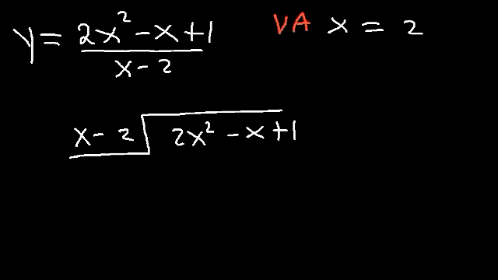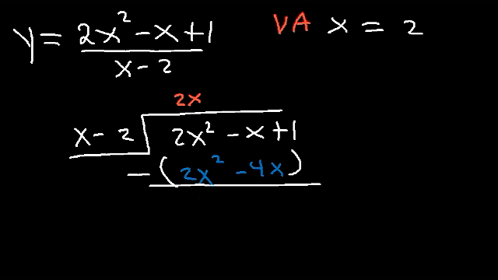2x squared divided by x is 2x. And then we're going to multiply. 2x times x is 2x squared, and 2x times negative 2 is negative 4x. And we have to subtract. 2x squared minus 2x squared is 0. Negative x minus negative 4x, that's the same as negative x plus 4x, which is positive 3x. And you can bring down the 1.